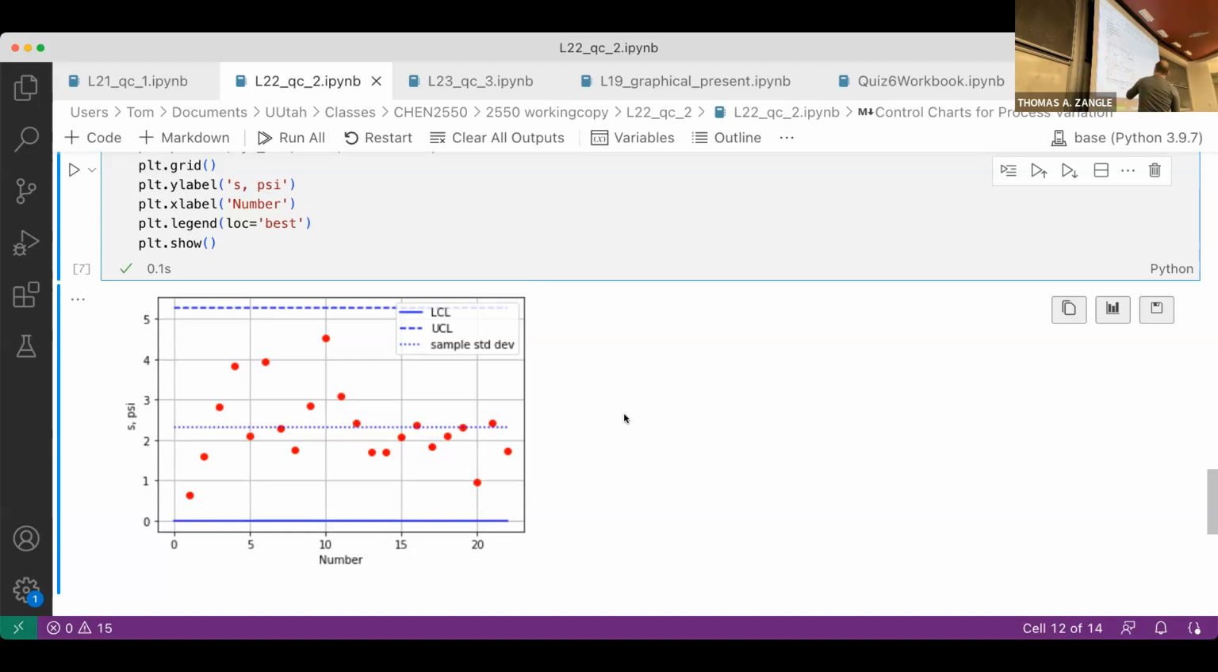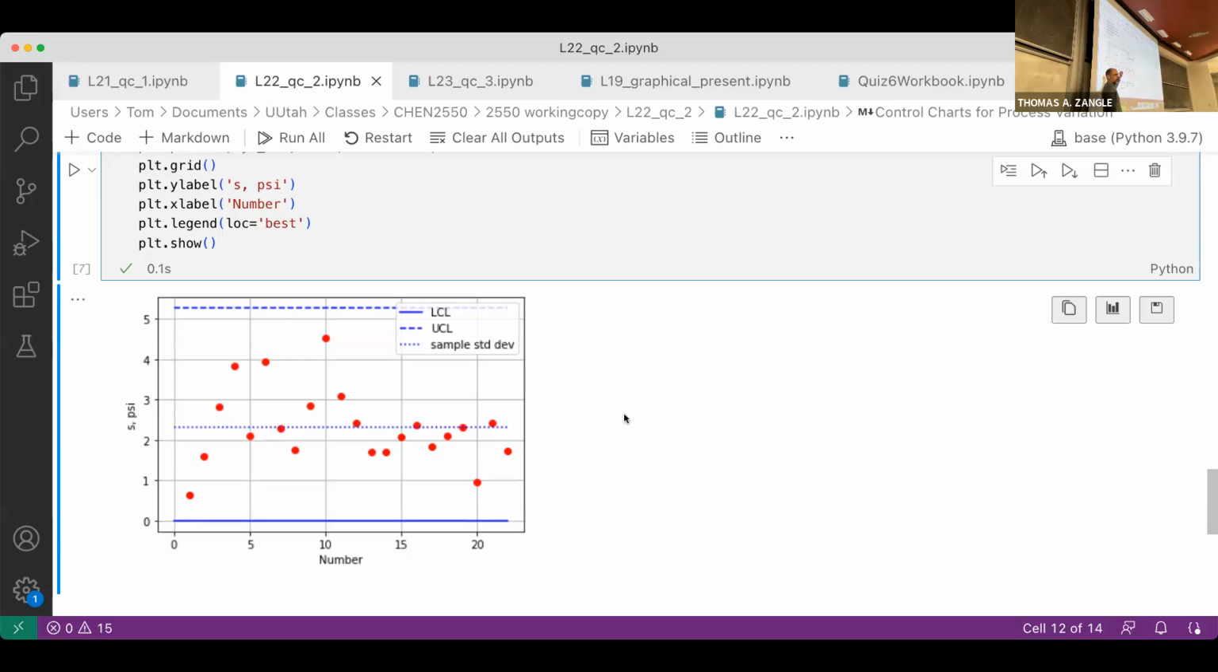And so from this chart, we can estimate whether or not this process is in control based on the standard deviation. So is this process in control? Who thinks this process is in control? Raise your hand. Who thinks this process is out of control?